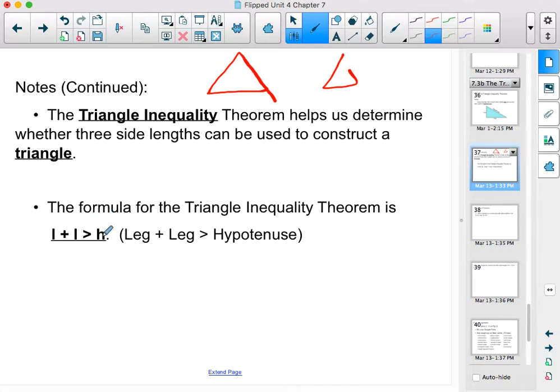The formula says that if you add together the two legs, you always have to get a number greater than the hypotenuse. Technically, the theorem itself says any two sides added together have to be greater than the third. But if we always focus on adding the two legs together, because they are the two shortest sides, as long as we get a measurement bigger than the hypotenuse, we know we can create that triangle.